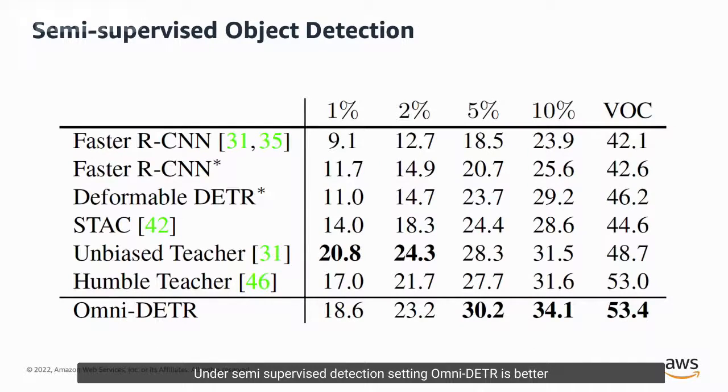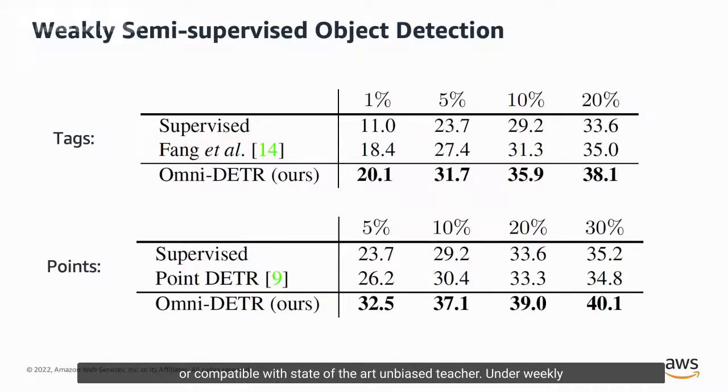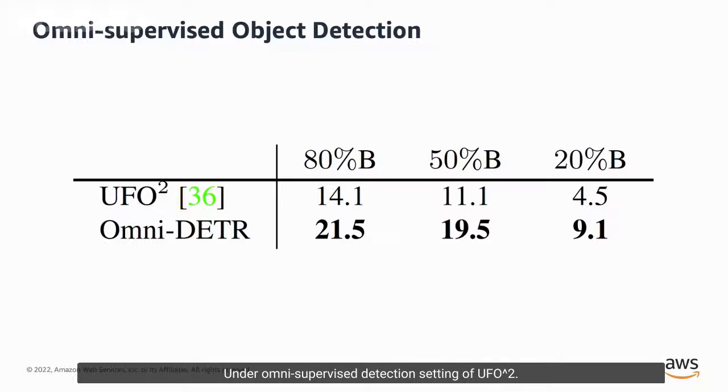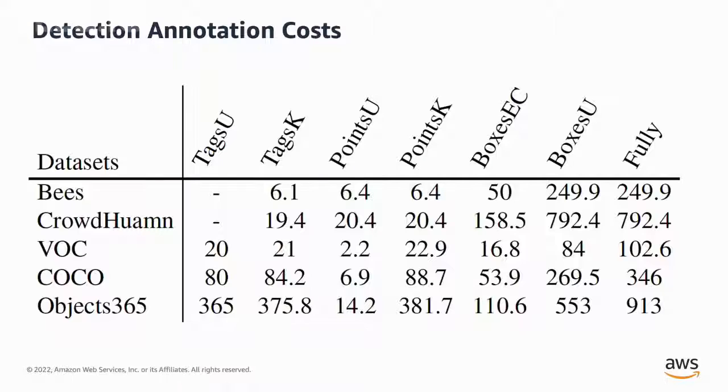Under the semi-supervised detection setting, Omni-DETR is better or comparable with the state-of-the-art Unbiased Teacher. Under the weakly semi-supervised detection setting, using either tags or points as weak supervision, Omni-DETR outperforms the state-of-the-art by a large margin. Under the Omni-Supervised detection setting of UFO Square, Omni-DETR also has a big improvement.